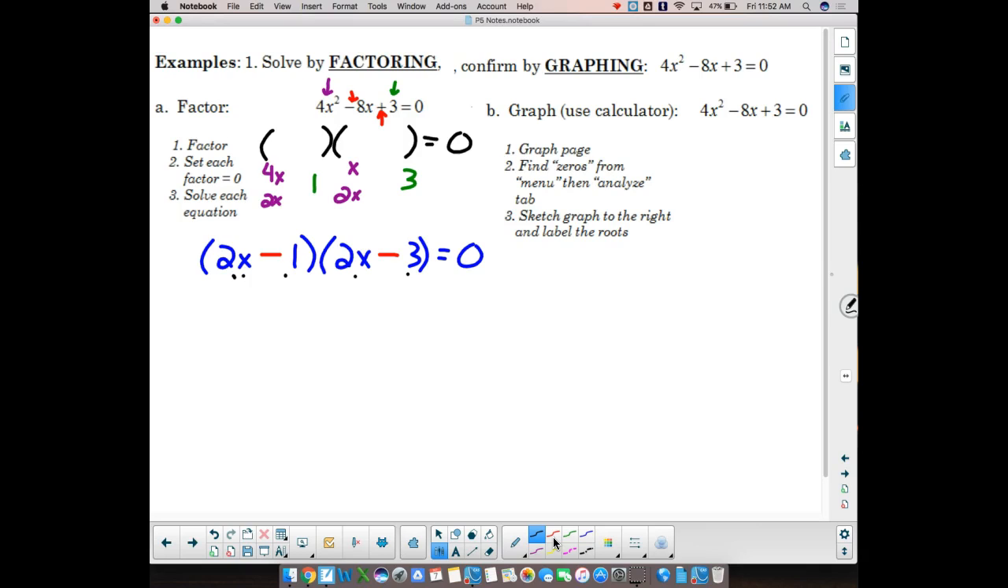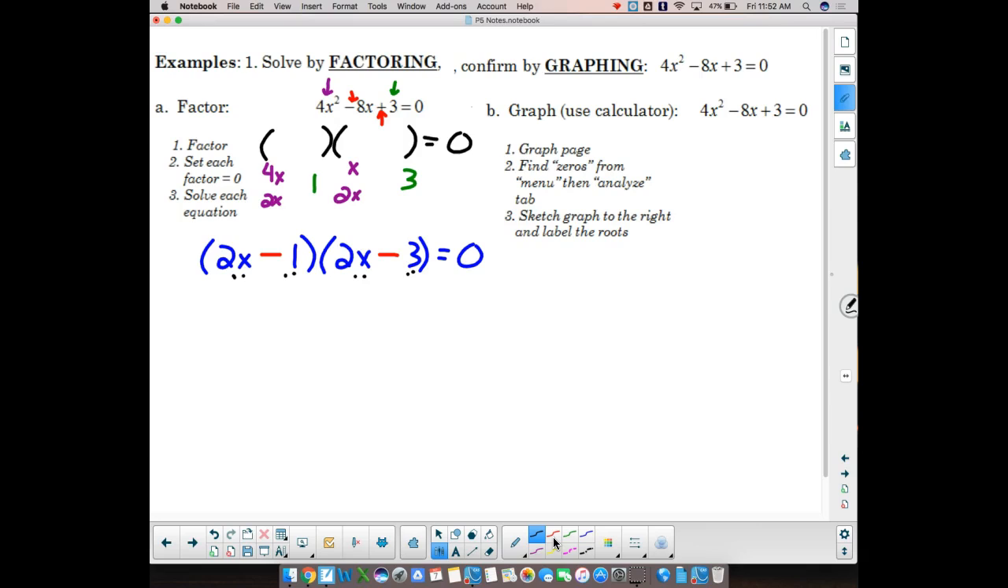Negative 1 times 2x is negative 2x. Negative 6x plus negative 2x is negative 8x. That's what I need. And then negative 1 times negative 3 is positive 3. That's what I need. So it is factored. We got lucky.